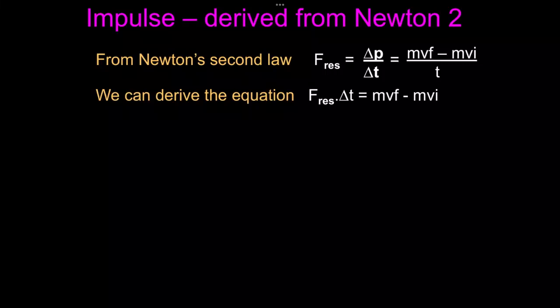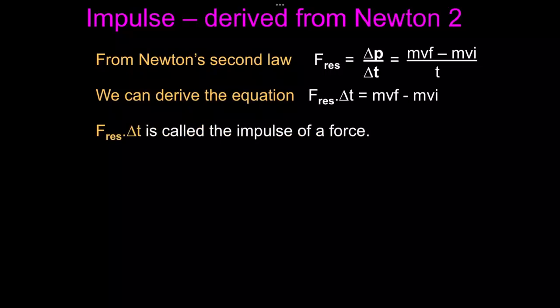If we cross multiply, we get the resultant force multiplied by the change in time being equal to the change in momentum. So the resultant force multiplied by the change in time is what we call the impulse of a force, right? Of which the impulse of a force is equal to the object's change in momentum, right? Of which the force is applied on.